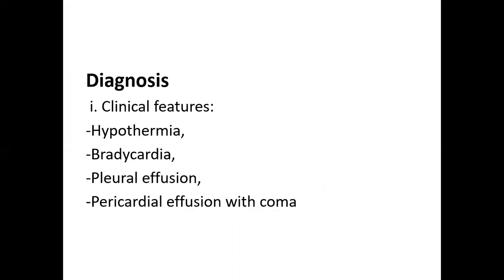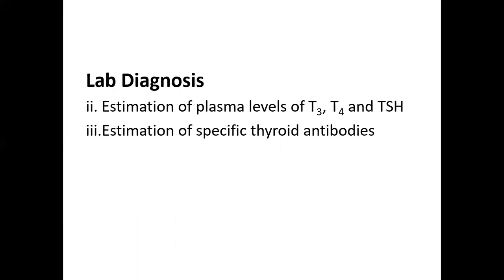So how do you diagnose such a condition of myxedema coma? You have to look out for the clinical features. So what are the clinical features in a patient who has got myxedema coma? He or she may present with hypothermia, may have bradycardia, pleural effusion, pericardial effusion, with coma. And the definitive laboratory diagnosis is estimation of plasma levels of T3, T4, as well as TSH. And apart from this, estimation of specific thyroid antibodies is very useful in the diagnosis of myxedema coma.